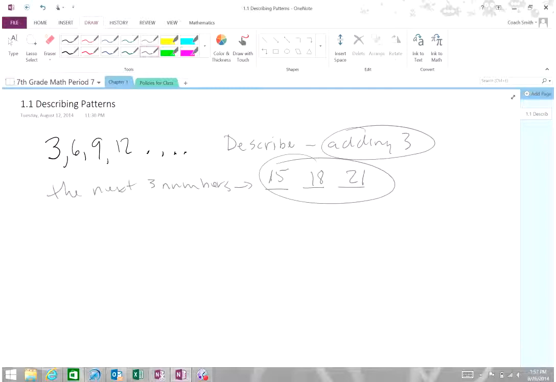Now, if they don't say list the pattern, then you don't have to list it. They just tell you to extend it out and give them the next 3 numbers. Then you give them the next 3 numbers. All right. Now, let's look at another pattern.